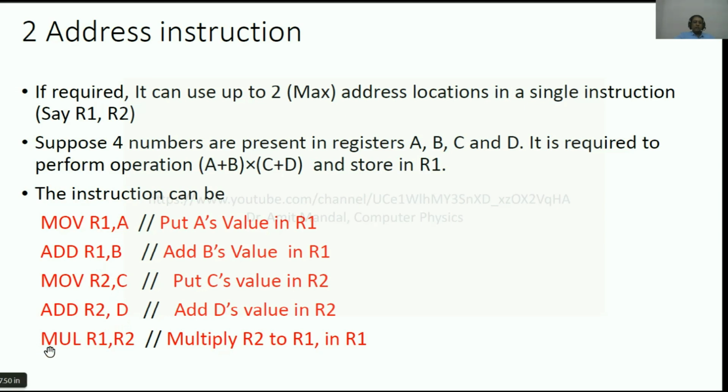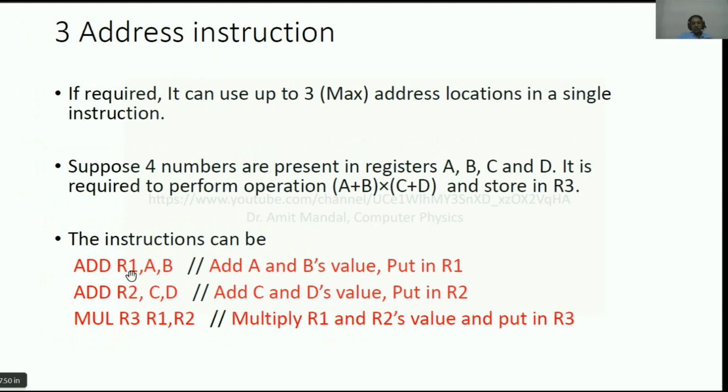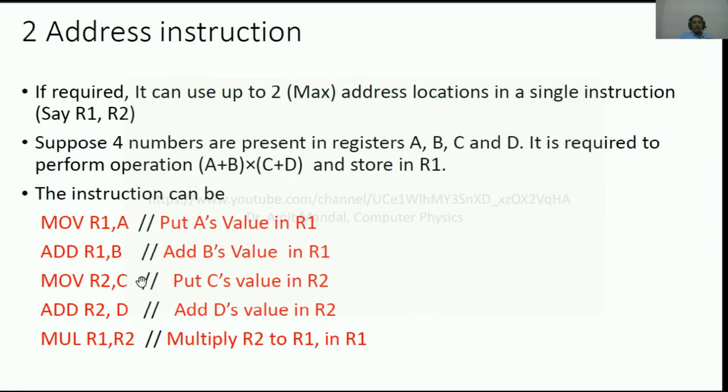Now the last instruction will be mul R1 R2. It means bring R2 to R1, multiply and keep it in R1 itself. This is the target register. Okay, so the final job has been done. A plus B into C plus D is kept in R1. So what you see is that in all instructions, a maximum of 2 address points are used, unlike the 3 address case, where a maximum of 3 address points are handled. Here in one instruction, a maximum of 2 address points are handled.